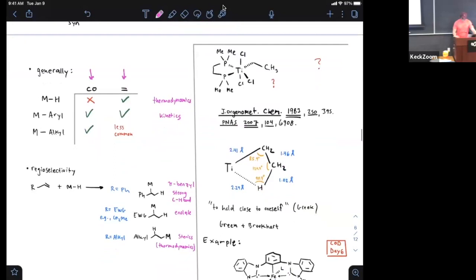So some of the key differences in 1-2 migratory insertion versus 1-1 migratory insertion come when we consider the migratory aptitude of the different groups involved here. So as a review from a previous lecture, we saw that in CO 1-1 migratory insertion, metal hydrides essentially do not participate in this process because that elementary event is thermodynamically quite far uphill. And then aryl groups are the next most likely to participate, and then alkyl groups are the most reactive. And the bulkier they are, the more reactive they are.